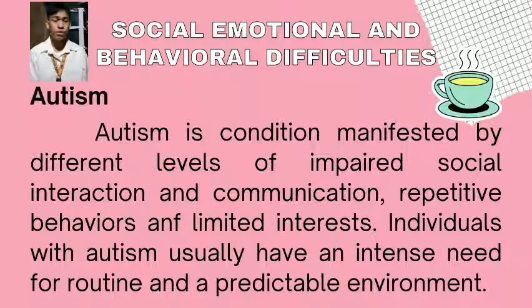Autism is a condition manifested by different levels of impaired social interactions and communications, repetitive behaviors, and limited interests. Individuals with autism usually have an intense need for routine and predictable environment. So, autism usually deals with the difficulties or problems in speaking and learning. People with autism may avoid other people. They may behave and act in a strange way, and they may move in unusual ways, like flapping their hands or speaking repetitively.